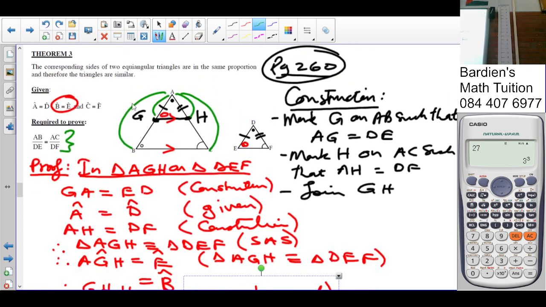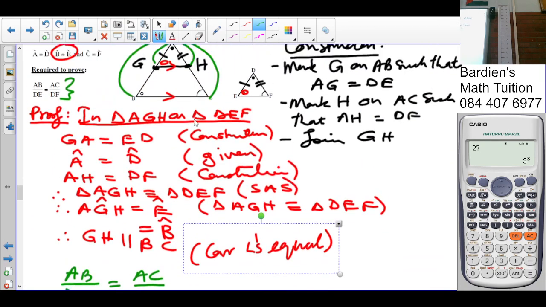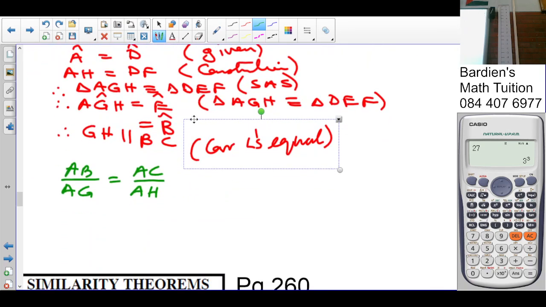Okay, so it's AG over AB. Now AB over AG is equal to AC over AH. Right. And what's the reason there? You see, it's the proportionality theorem with GH being parallel to BC. Okay.